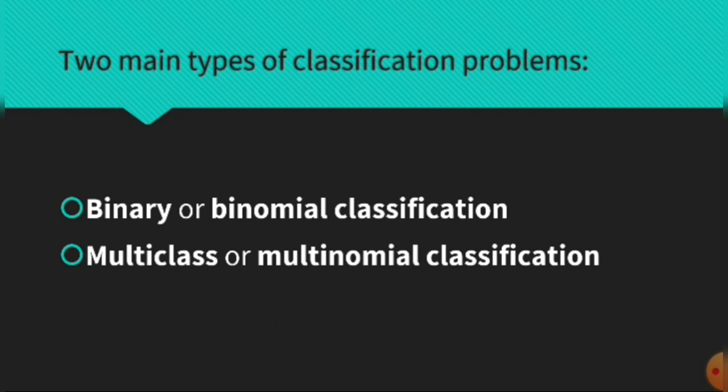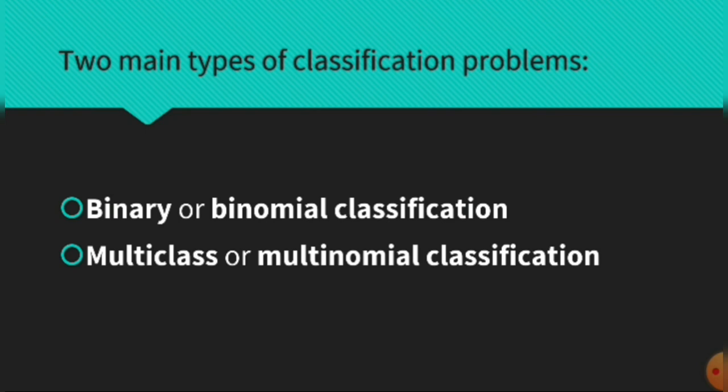And there are two main types of classification problems. First, we have the binary or binomial classification, and the second one is the multi-class or multinomial classification. So, kapag sinabi nating binary or binomial classification, it is a classification condition with two outcomes which are either true or false, and exactly two classes to choose between, usually 0 and 1, true and false, or positive and negative.